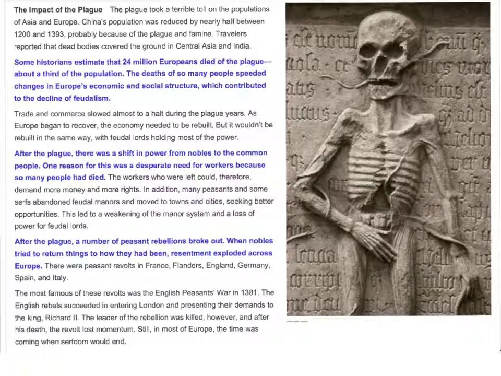And after the plague, a number of peasant rebellions broke out. When the nobles tried to return things to how they'd been, everyone across Europe got angry, and they revolted. They couldn't really hold the peasants down once they had a taste of a little bit better life. There were famous peasant revolts, and King Richard was presented with demands by the rebels, and they really demonstrated their power, and this was a huge shift that ended serfdom and working on manors.